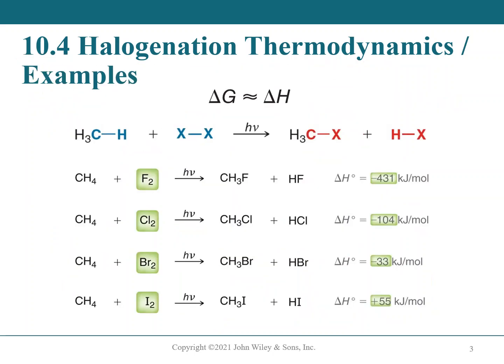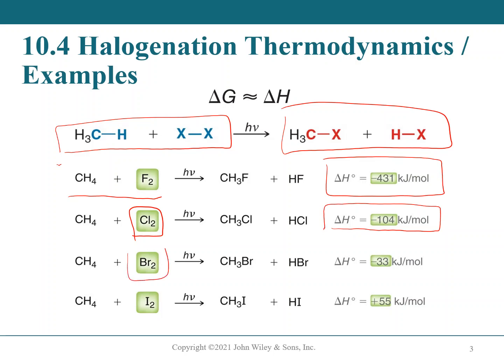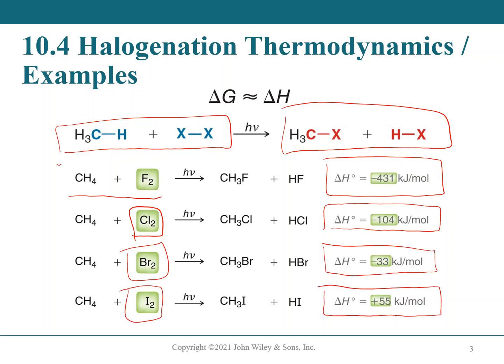You can see for this example here, the overall reaction where we are breaking two bonds and forming two new bonds. And if we use methane reacting with a halogen as our example, you can see for the fluorine example, the overall delta H of the reaction is minus 431 kilojoules per mole. When we use chlorine as our halogen, the delta H is minus 104 kilojoules per mole. Bromine, a little less at minus 33 kilojoules per mole. And lastly, iodine, where we actually now have a positive 55 kilojoules per mole.